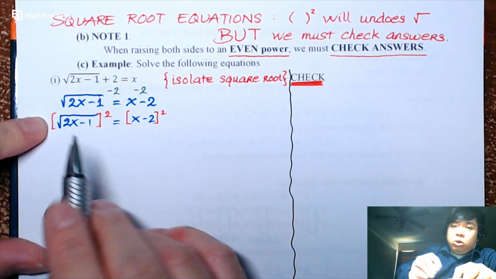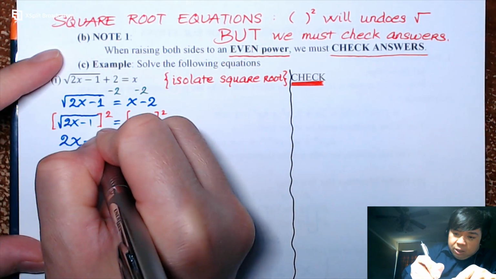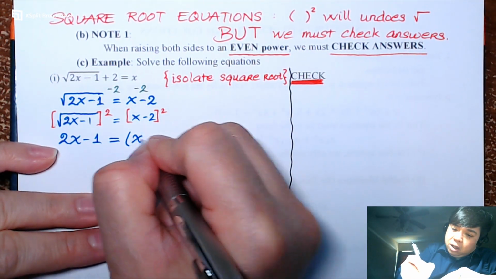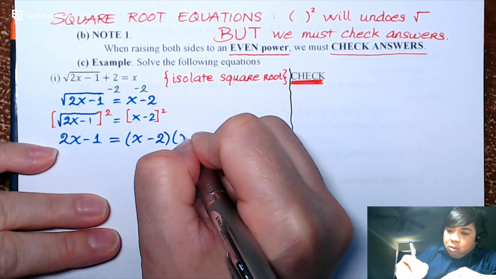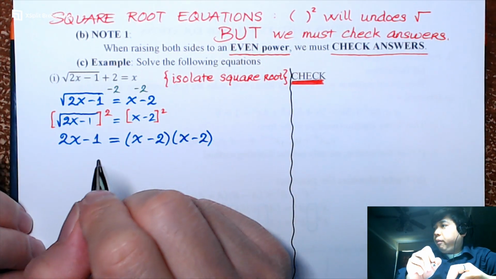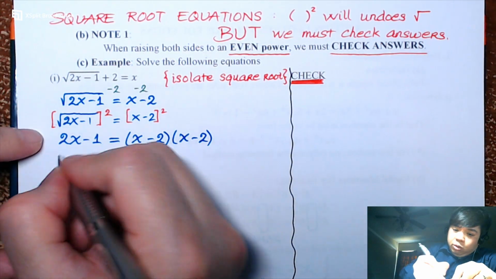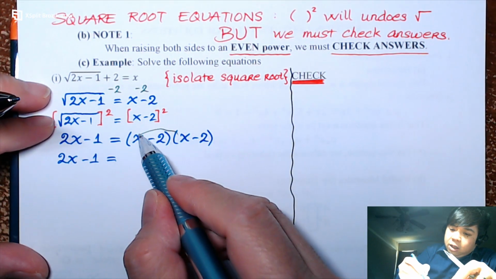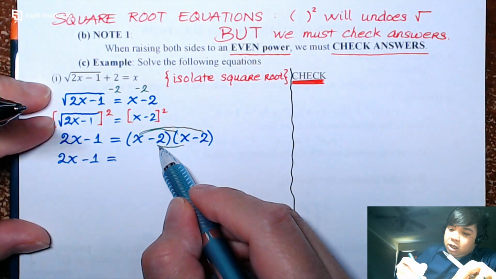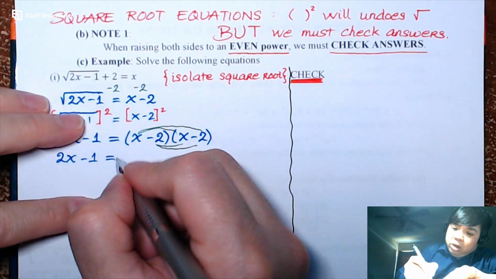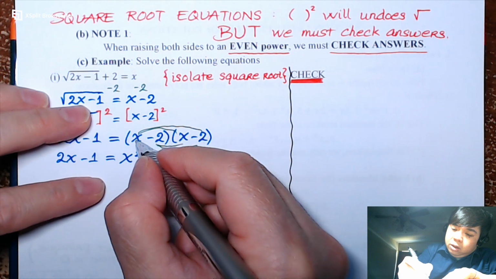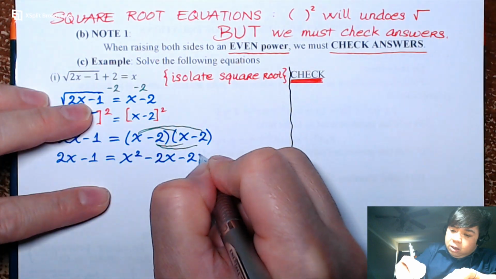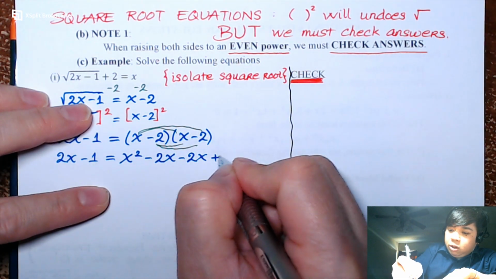Okay, square both sides. The square and the square root cancel out. We just have 2x minus 1 here. Here we have x minus 2, squared, which is multiplied by itself. And we multiply it out: x times x, x times negative 2, negative 2 times x, negative 2 times negative 2. So x squared minus 2x minus 2x plus 4.